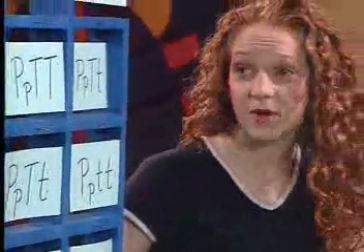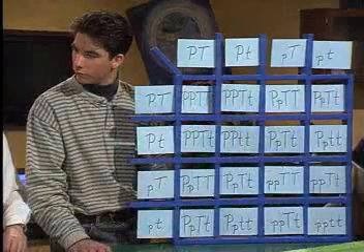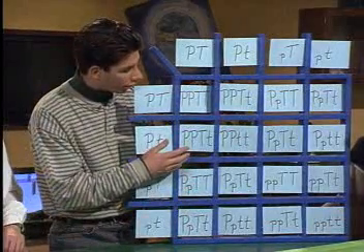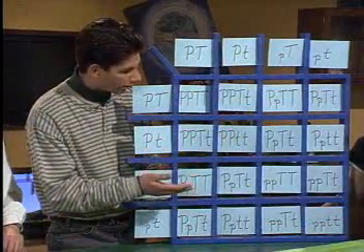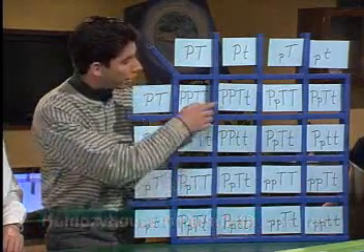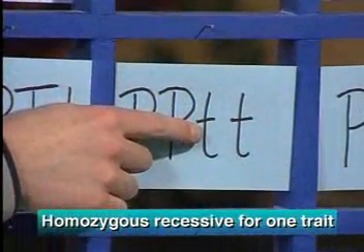Out of 16 possibilities, we only get one plant that is a white flowered dwarf specimen. Oh, you sound surprised. I bet Mendel was too. What are your phenotypic ratios? Well, we have 16 different combinations representing all different genotypes. Some are heterozygous for one trait, homozygous dominant for one trait, or homozygous recessive for the other trait.